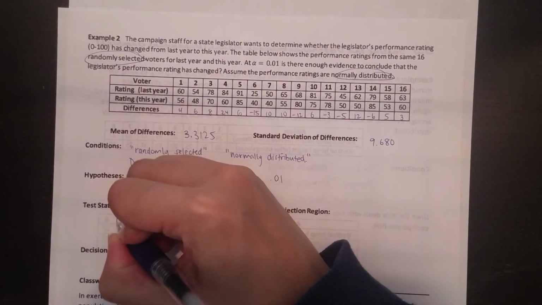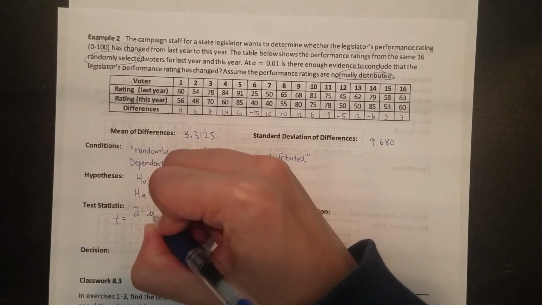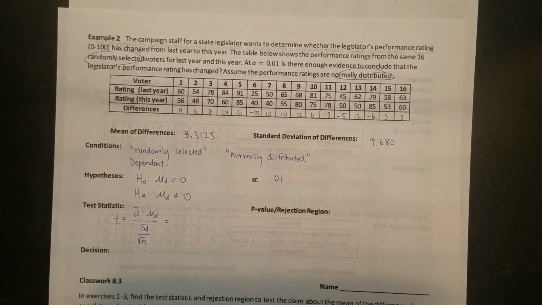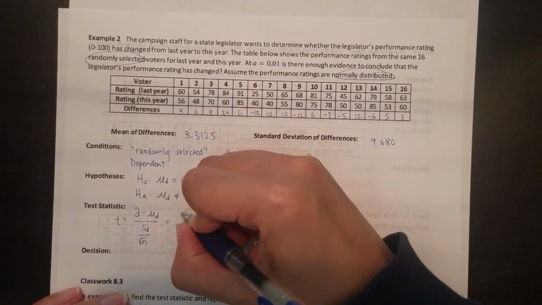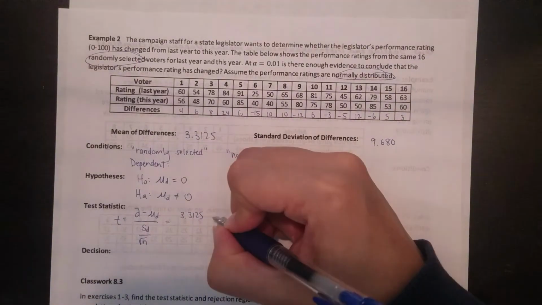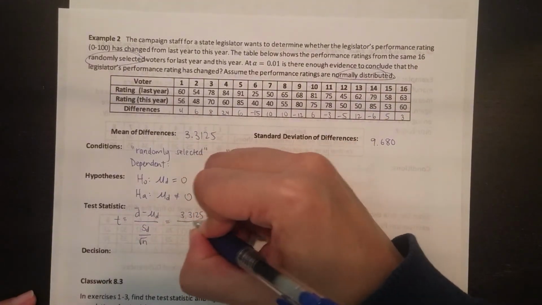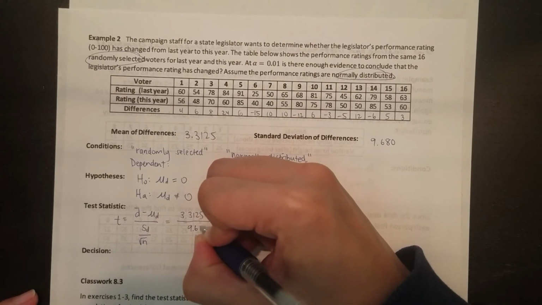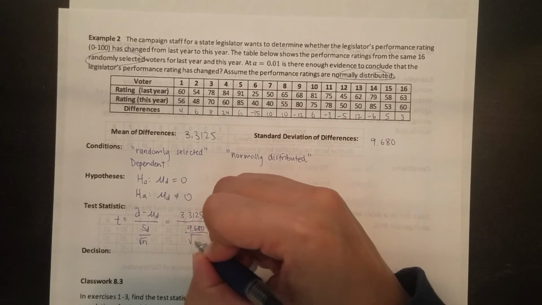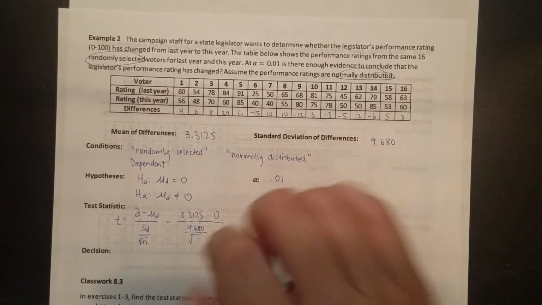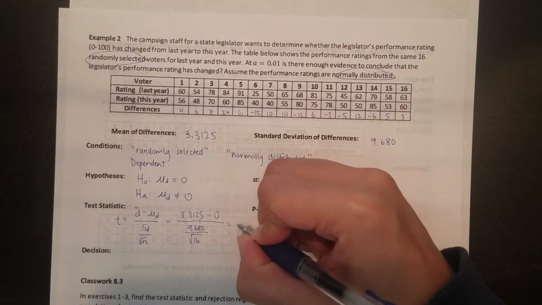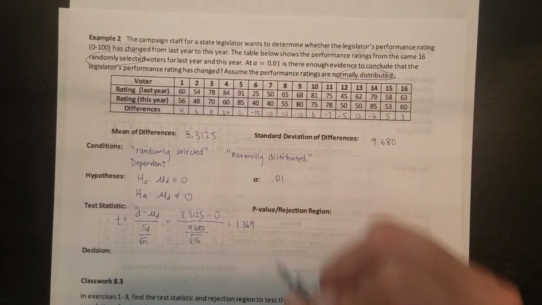For my test statistic, the formula looked like this. So filling everything in, my sample mean, or the mean of the differences, was 3.3125. My mu d was 0. And then my standard deviation was 9.680 divided by the square root of n. Well, n was 16 in this problem. When I do that in the calculator, you should get 1.369.